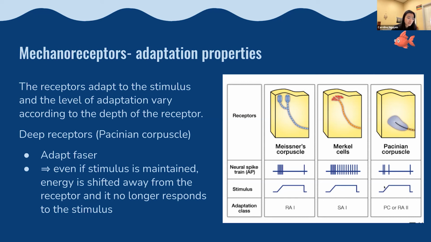It will detect that something has changed. For example, something's touching your hand, but then it will stop firing. What happens here is deep receptors adapt faster. Even though the stimulus is still there, energy is shifted away from the receptor telling us that there's a stimulus, because it already told us before, and it no longer responds to the stimulus. There's only one other firing motion when the stimulus is removed.